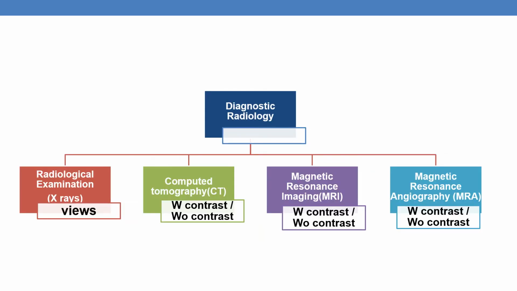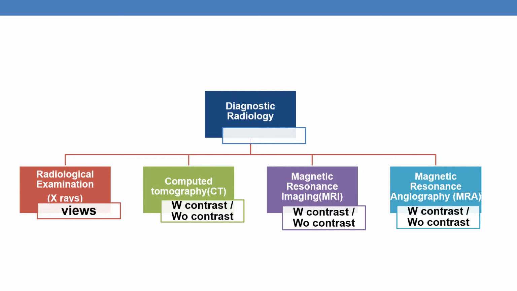Now coming to diagnostic radiology. The diagnostic radiology is broadly categorized into four types. The first one is radiological examination, which are nothing but X-rays. Next is computed tomography or CT. Next is magnetic resonance imaging or MRI, and finally magnetic resonance angiography, MRA.